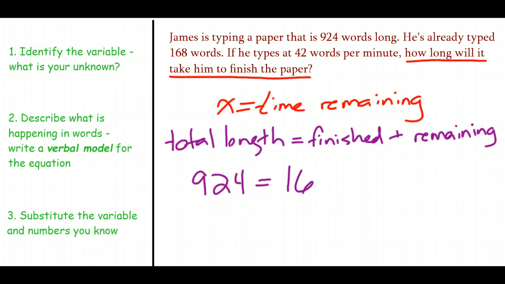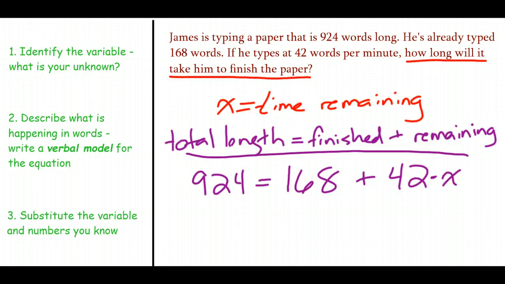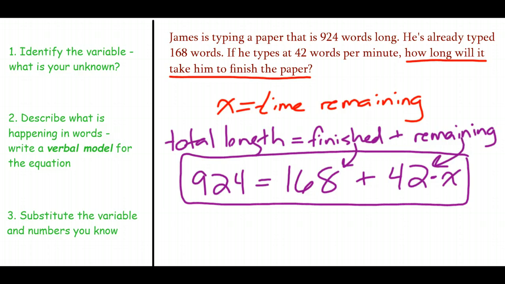He's already finished 168, and we're not sure entirely how many words he has remaining, but we know he's going to type 42 words every minute for x minutes. So the number of words that he'll type from now on are 42 words a minute times x minutes. So this is the equation that we're going to solve. Total length equals the amount finished plus the amount remaining.